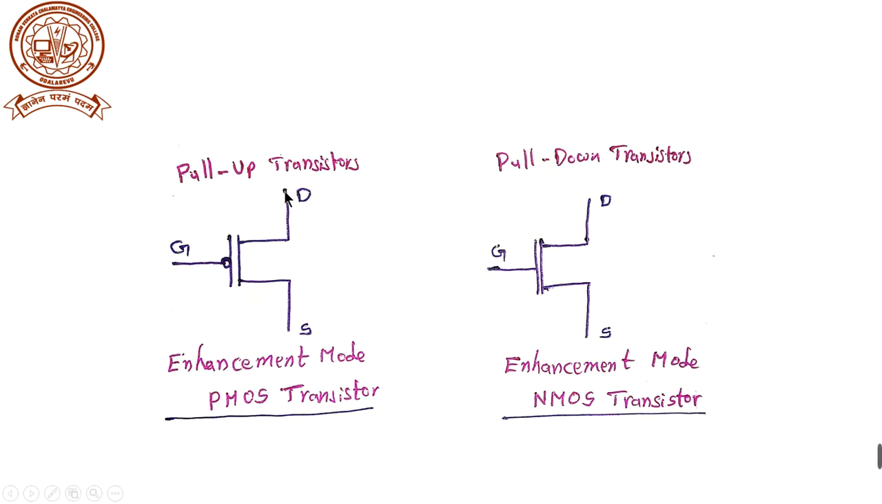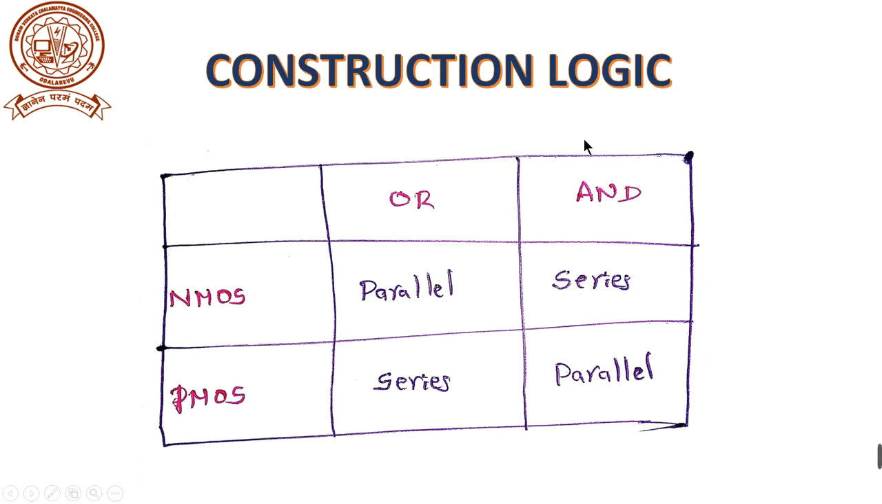Coming to the CMOS transistor logic, in pull up transistors, we are using only enhancement mode PMOS transistors, and this is the symbol for enhancement mode PMOS transistor. And in the pull down transistors, we are using only enhancement mode NMOS transistors. And if the given Boolean function consists of multiple PMOS and NMOS transistors, in that case, how to construct those? Simply, the construction logic should define how both NMOS and PMOS transistors have to connect.